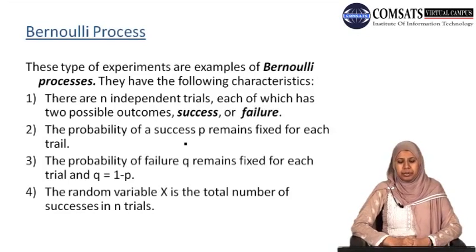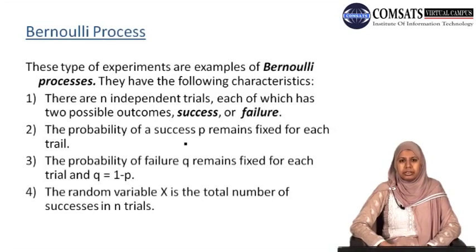These types of experiments, which are independent and where the possible outcomes are only two, mutually exclusive to each other, are examples of a Bernoulli process. And the Bernoulli process has the following properties. If there are n independent trials, each of which has two possible outcomes, success or failure, the probability of a success, p, remains fixed for each trial.